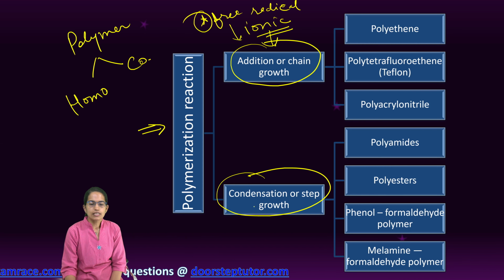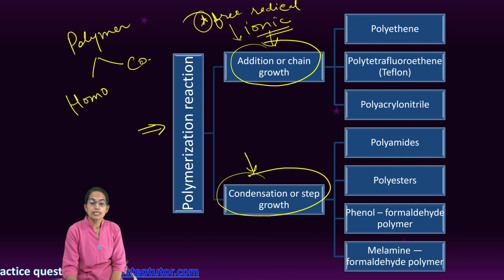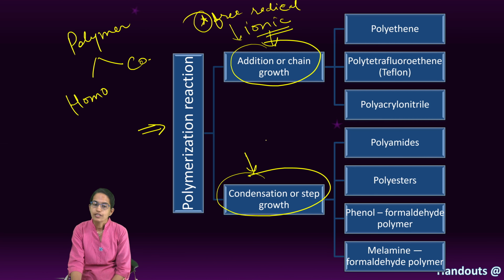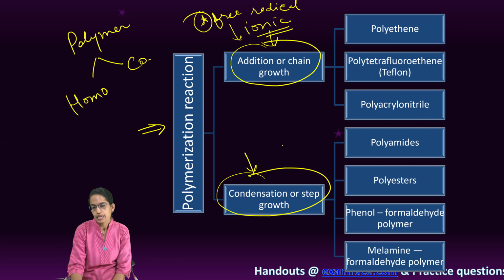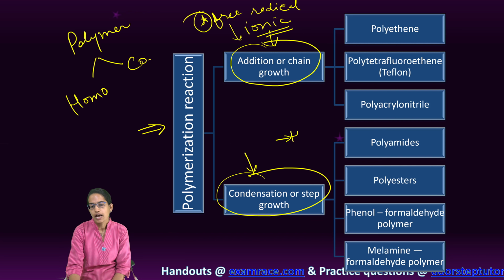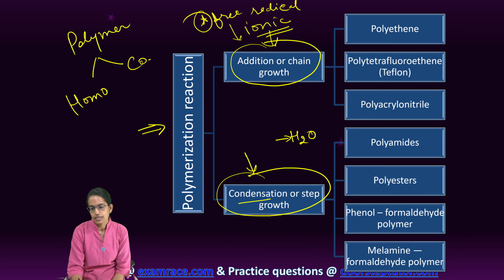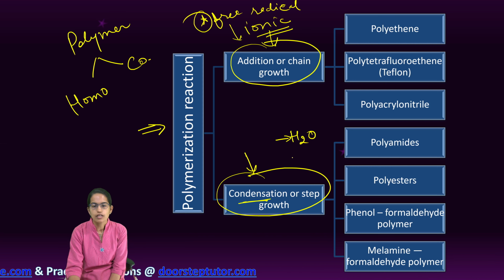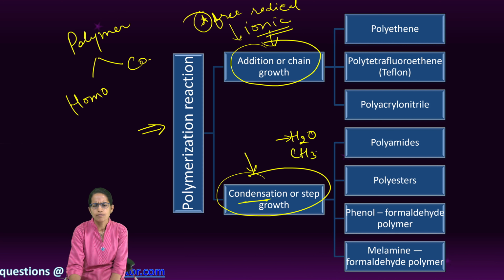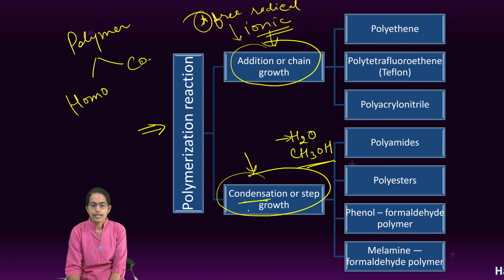The condensation, which is also known as step growth reaction, is where there are reacting units, and these reacting units actually have one or more functional groups, and when they react, they release water. As the name suggests, it is condensation. So there is either release or elimination of water, or a simple molecule which is released. So that is why it is known as condensation or step growth.